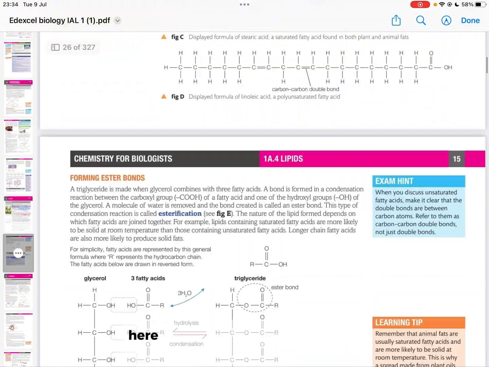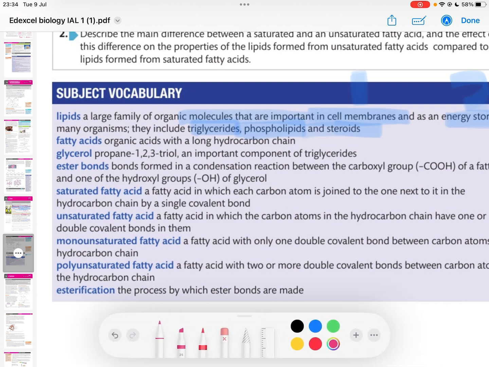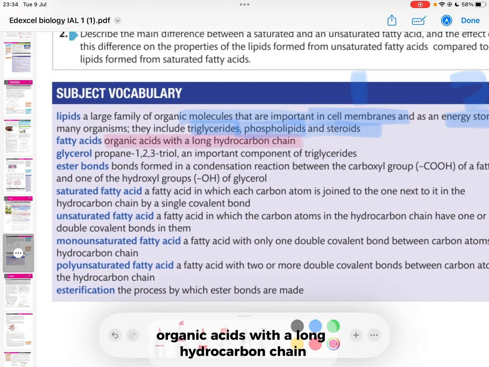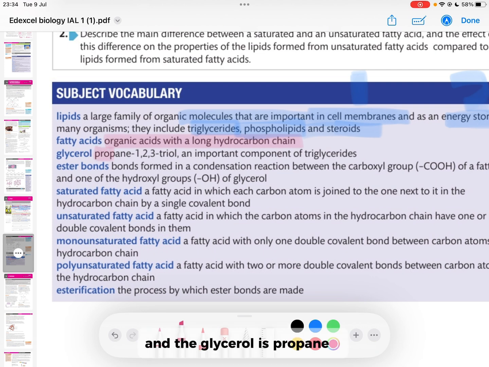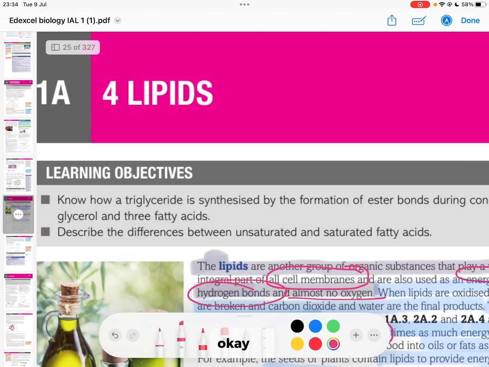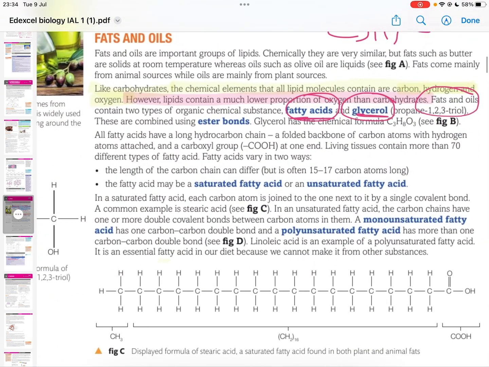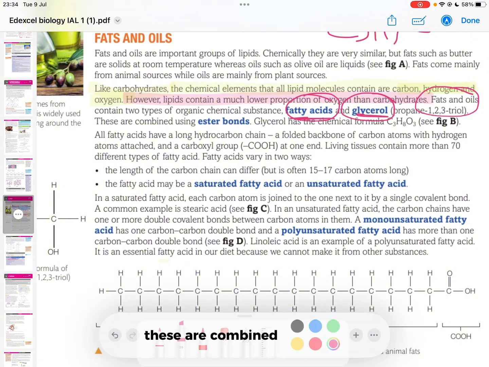The definition of fatty acids is basically organic acids with a long hydrocarbon chain, and glycerol is propane-1,2,3-triol, an important component of the triglycerides. That's it. Okay, so these are combined, which is basically fatty acids and glycerol, using ester bonds.